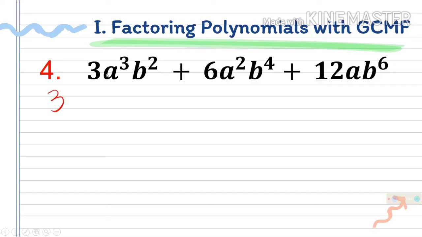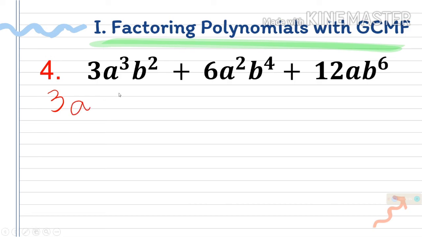And then, for the variables, you have to take a look at the variables in each term. Yes, they have both a and b. But we have to take note of the exponent. In the first term, we have the exponent 3. On the second term, we have the exponent 2 in a. And in the third term, a has the exponent 1. So therefore, you have to use a. Correct. So we have here a.